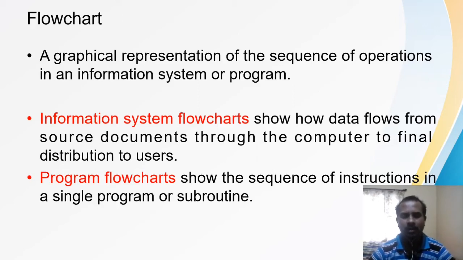An information system flowchart shows how the data flows from the source document through the computer to the distribution to the user. So it will only mention how the data flows in that particular program. While coming to the program flowchart, it shows the flow of the instructions from one part to another. So it shows the flow of the instructions in a single program, or in a subroutine, a subprogram, or in the macros, etc.